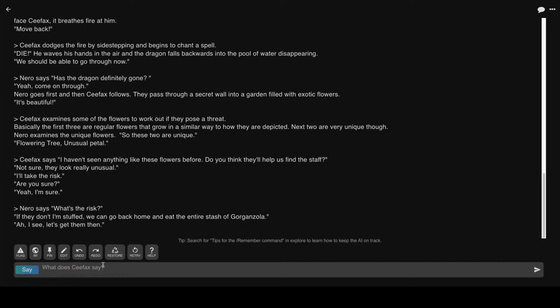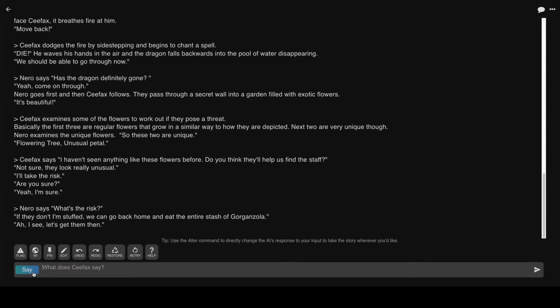Okay, so I assume now we've got two flowers. I think so. We don't know what they do. We know that they're unique and unusual. Are we just picking flowers? By the sounds of it, that's all we've been doing. Okay. Over to you then. I think this is your turn. Oh, is it? Okay.